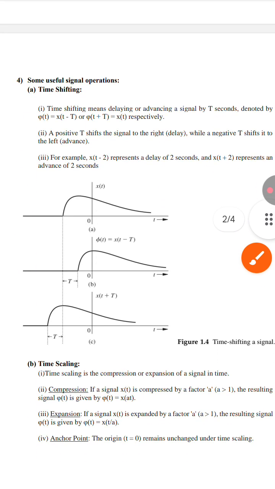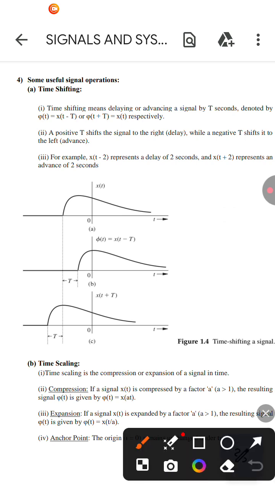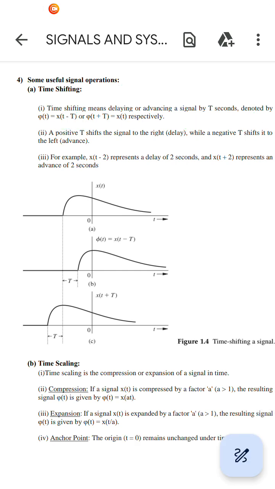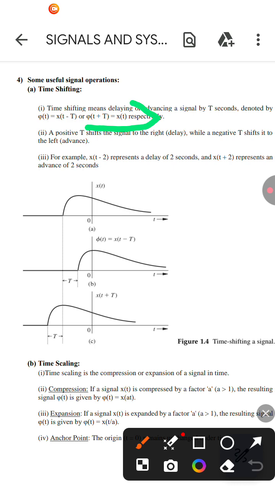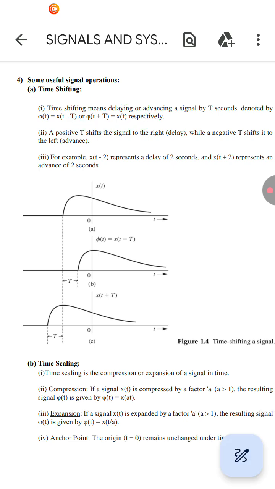Let's discuss some useful signal operations. The first one is time shifting. Time shifting means delaying or advancing a signal by T seconds, which is denoted by phi of t equals x of t minus T. It represents delaying, whereas phi of t equals x of t plus T represents advancing.